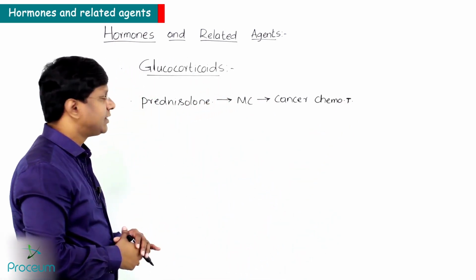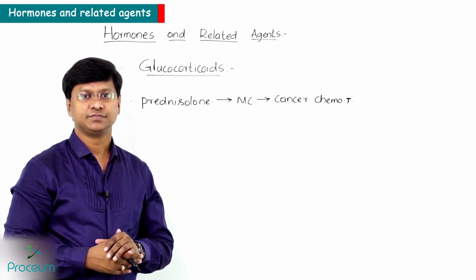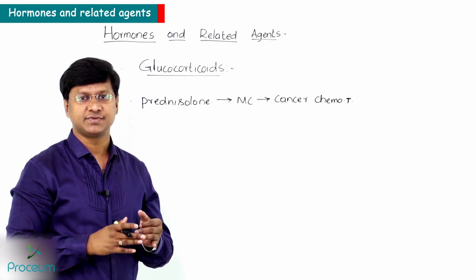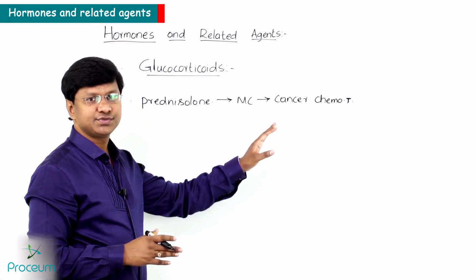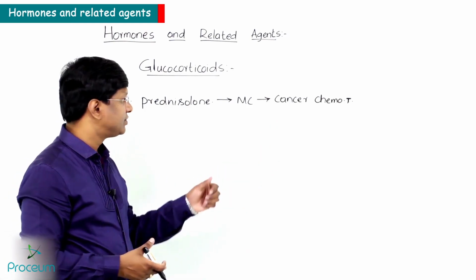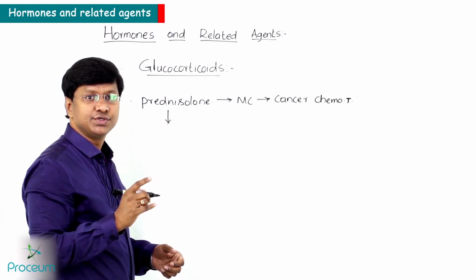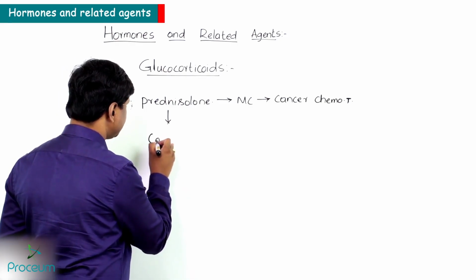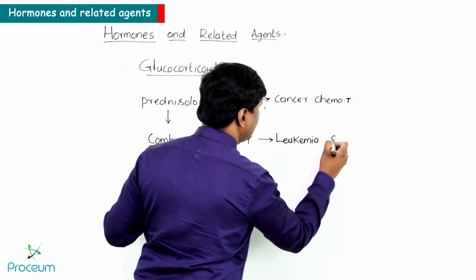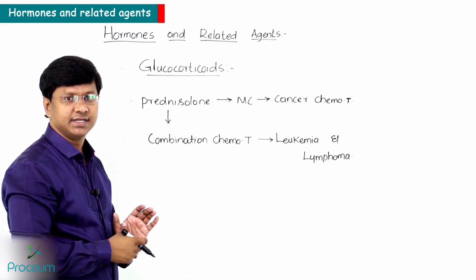Another important point is that prednisolone is used for combination chemotherapy in leukemias and as well as lymphomas. I have told you that it is used in cancer chemotherapy; now I am telling you in which cancers we use this prednisolone. It is used for combination chemotherapy in leukemia and as well as lymphoma.